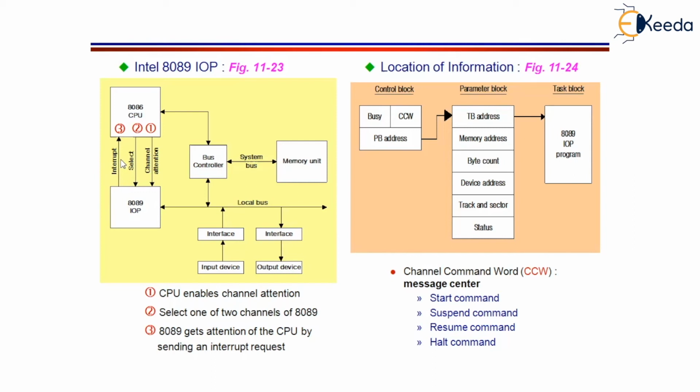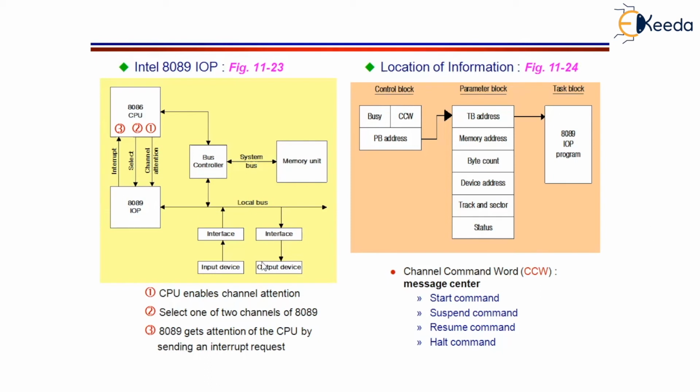This interrupt will be used at two different times. That is, once after it is ready, when it is invoked by the 8086, or when this 8089 gets interrupted by the IO devices. In these two cases, 8089 is going to use this interrupt line to say that there has been an IO operation carried out.